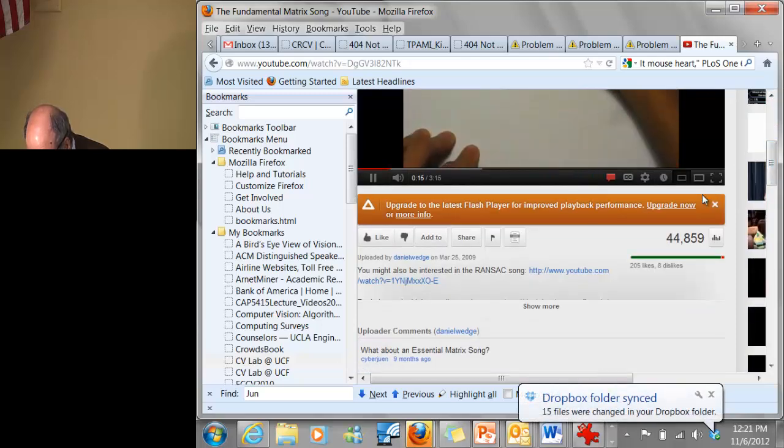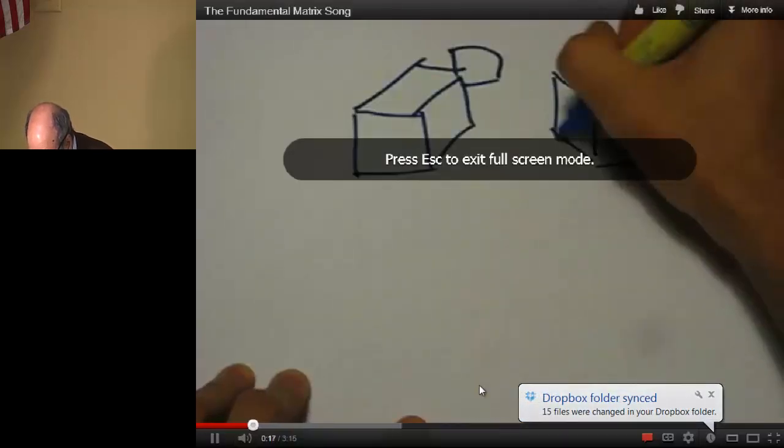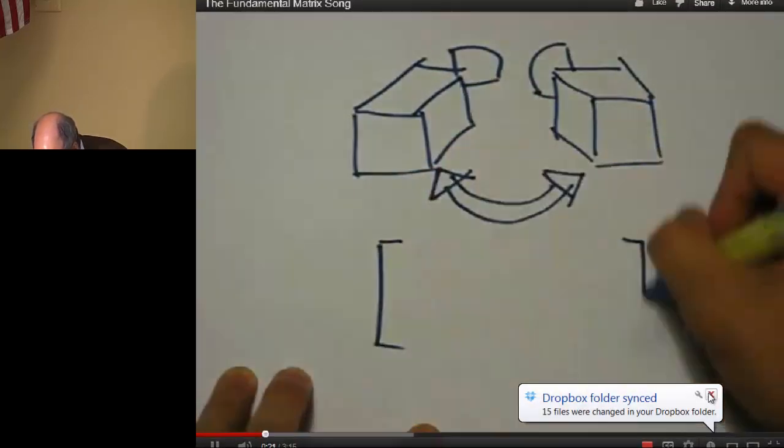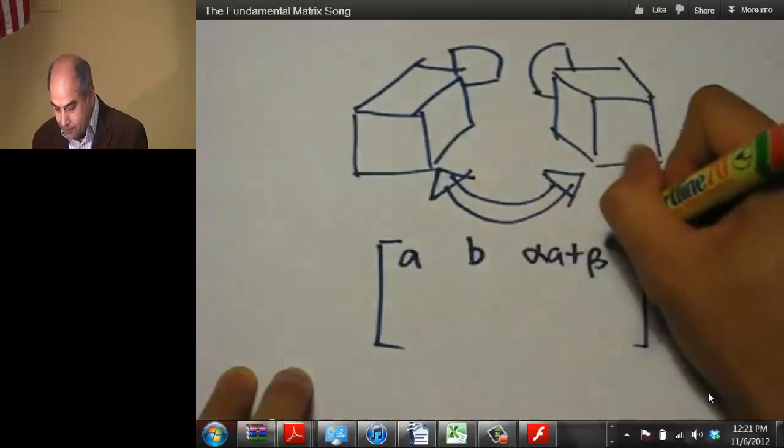The fundamental matrix using stereo geometry. The matrix without entries.